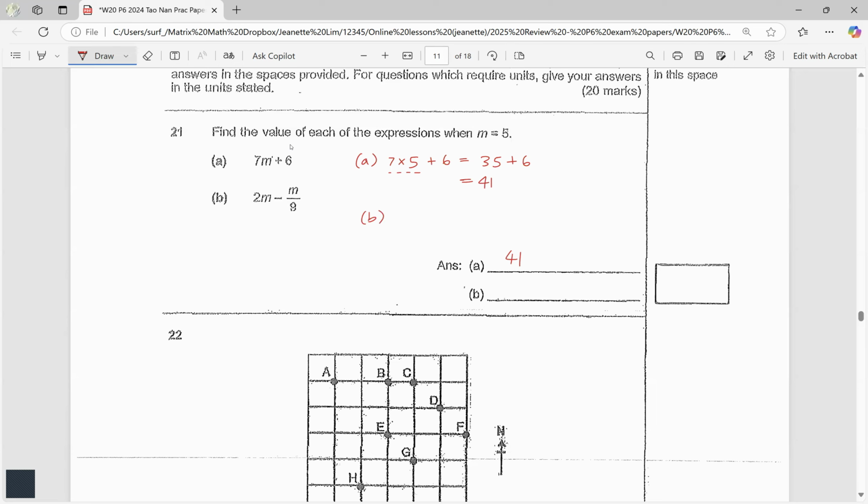Then for B, 2m means 2 times 5. Minus m over 9 is 5 over 9. Okay, so you have 5 over 9 is a fraction. You have multiplication and subtraction. So you have to do a multiplication first. Okay, that's a 10. So 10 minus 5 over 9, which is 9 and 4 over 9.